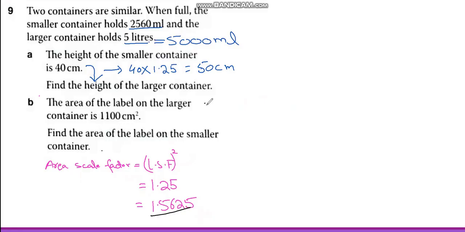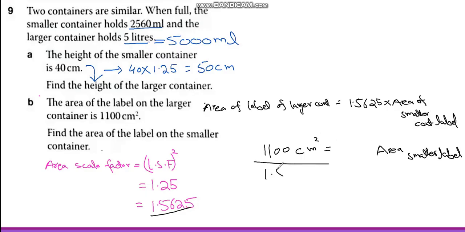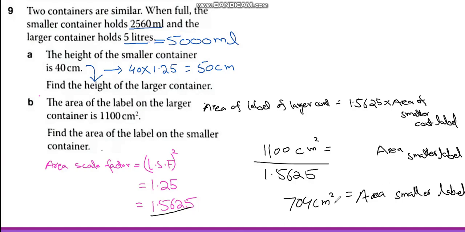So the equation will be: the area of the label of the larger container equals 1.5625 times the area of the smaller container label. As we already know the area of the label of the larger container, that is 1100 square centimeters, for the area of the smaller label we can divide 1100 by 1.5625, and that will be 704 square centimeters. So the area of the smaller label will be 704 square centimeters. Let's move to the next part.